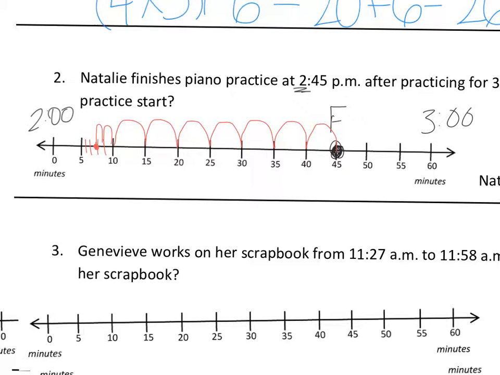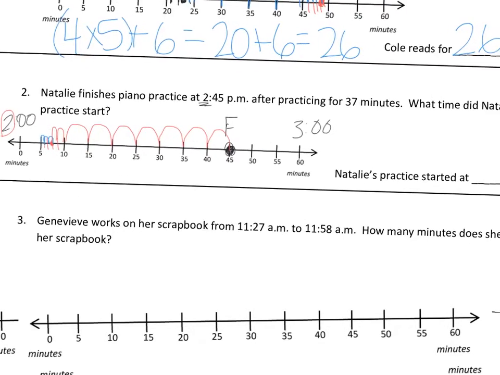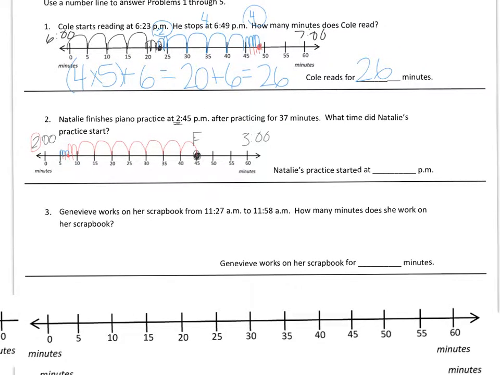Well, I know my hour is 2 because it's 2 o'clock. And then I have 5, 6, 7, 8. So my time that Natalie started practice was at 2, and then we say 08. We don't say 28, we say 2:08. And we use that O as a placeholder until I get to 10. So 2:08 is what time she started.